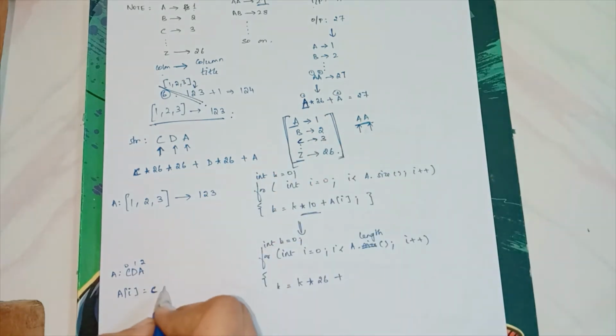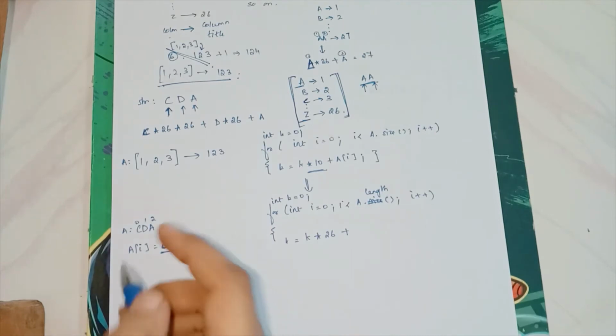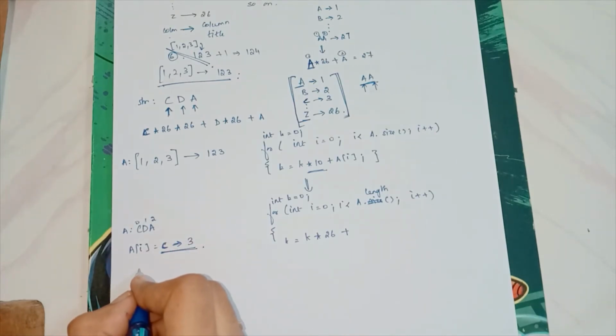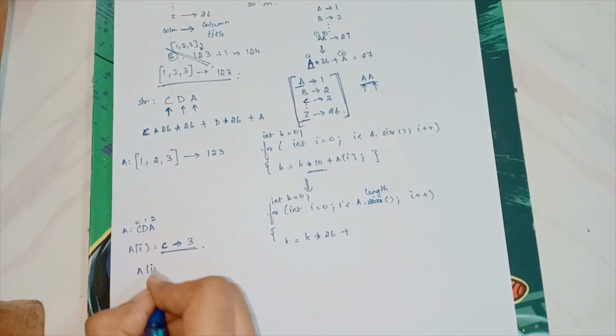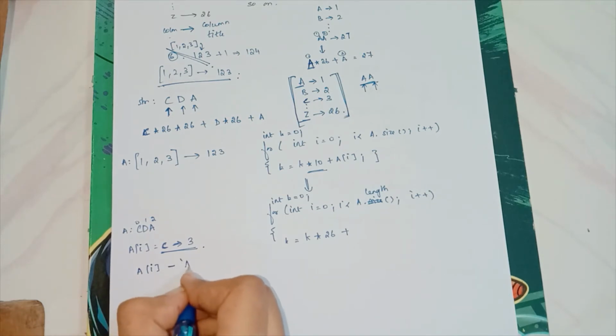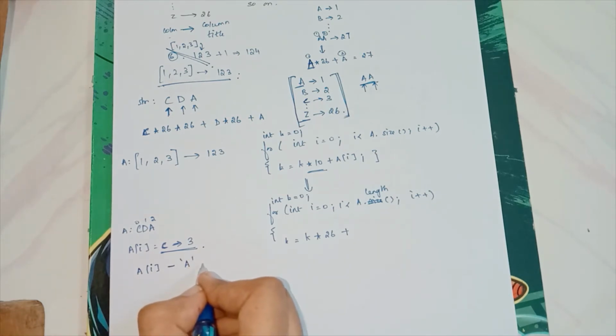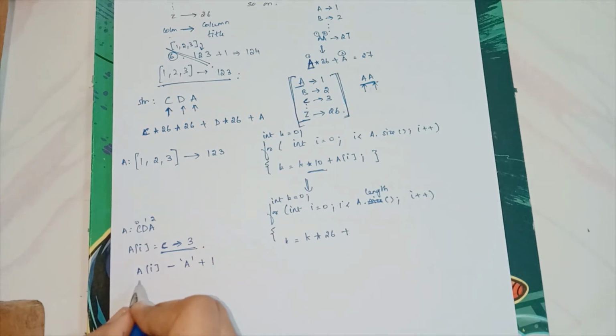C is 3 here, so I will have to find out that C is 3. How can I do that? That is when you will have to use whatever character you get. So that is A of I minus this character A, plus 1. What is A of I right now? It is C. C minus this character A will give you what? C minus A is what? A, B, C, right? So C minus A is going to be 2, plus 1 is 3.